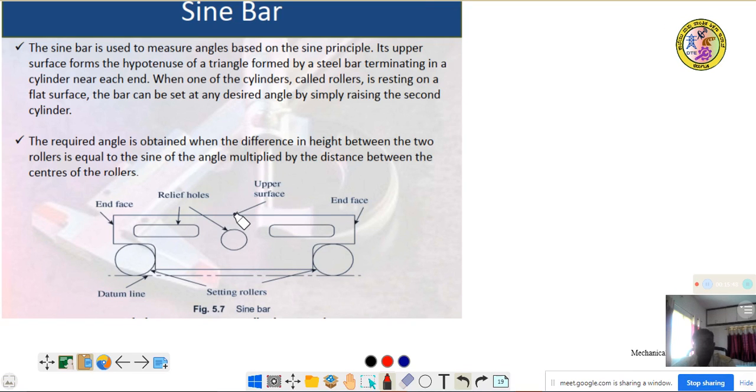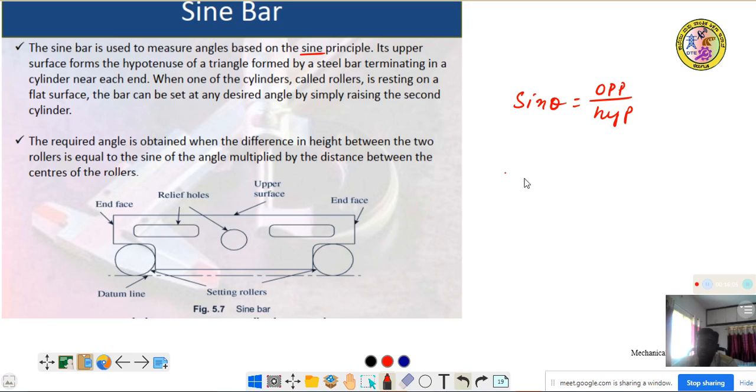Okay, sine bar. Sine bar is an instrument used to measure angle based on the sine principle. ನಿಮಗೆ ಗೊತ್ತಿರಬಹುದು ಸೈನ್ ಪ್ರಿನ್ಸಿಪಲ್. Sin theta is equal to what? Sin theta is equal to opposite divided by hypotenuse, isn't it?